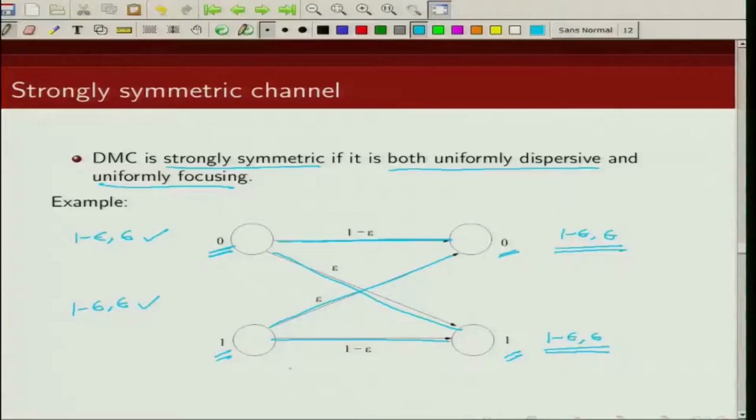In fact, this channel is what we call a binary symmetric channel. Binary channel: inputs are binary, outputs are binary, and it's symmetric. This is a binary symmetric channel, and it is typically used to model an additive white Gaussian noise channel followed by hard demodulation. So then, since this channel is strongly symmetric, can we find out its capacity?